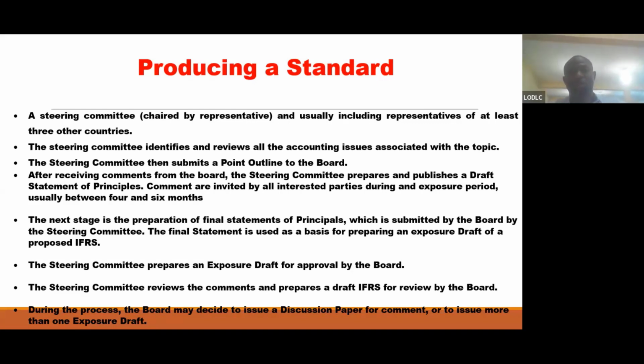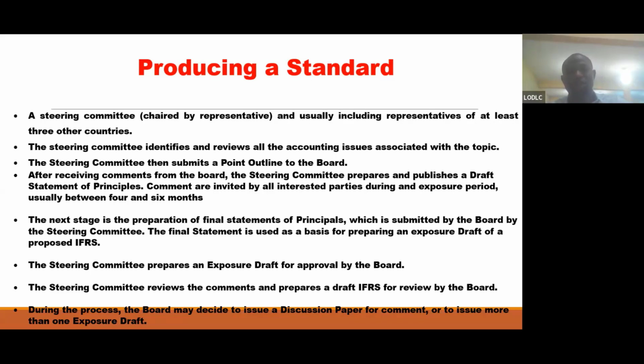After receiving the comments from the board, the steering committee prepares and publishes an exposure draft. That's why I said at least 3 months was given to them to observe their own comments. The next stage is the preparation of the final statement of principles, which is submitted by the steering committee to the board. The final statement is usually the basis for preparing an exposure draft of a proposed IFRS. So the steering committee prepares an exposure draft for approval by the board.